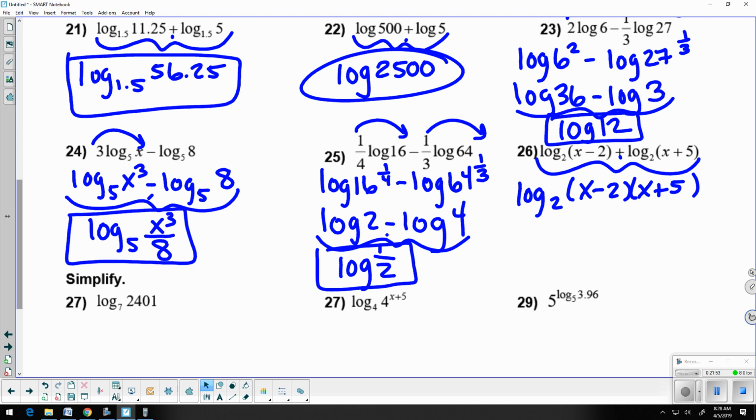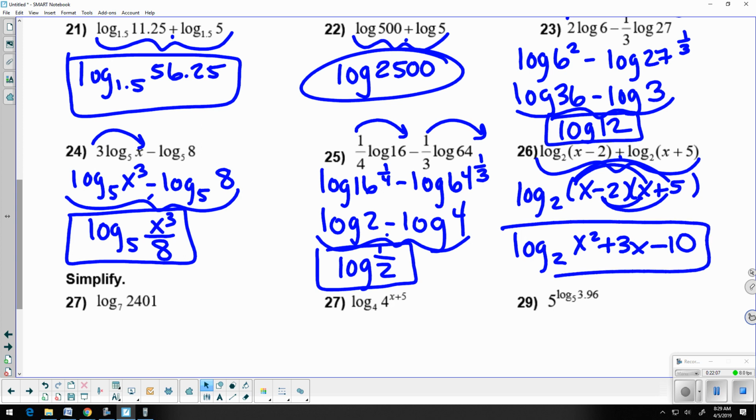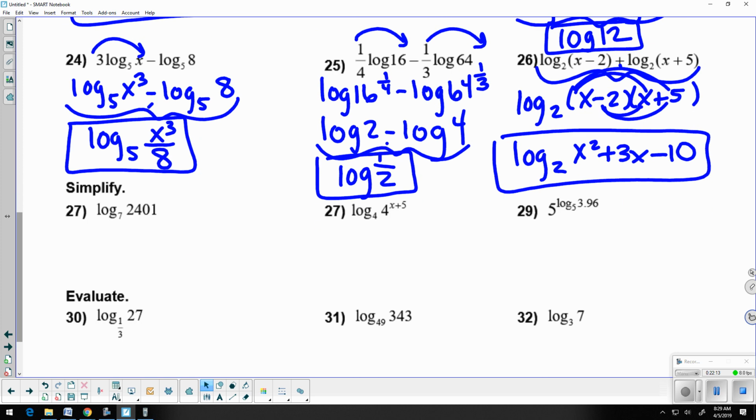You have to actually continue on with the multiplication, which would be, so we have log base 2, we have x squared, we'd have 5x minus 2x, so that would make that a 3x, and then minus 10. There's my solution. Okay. So condensing logarithms. The next one just says simplify.